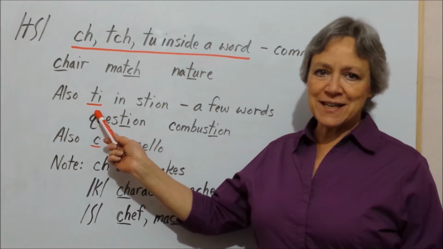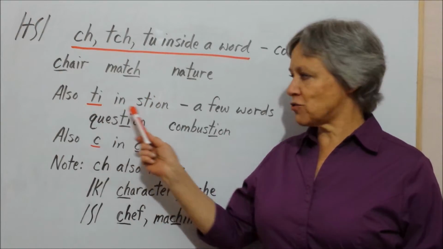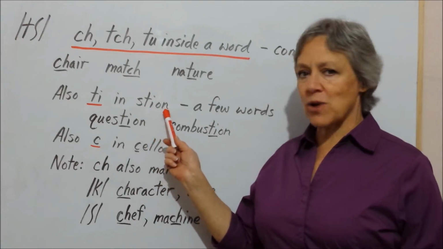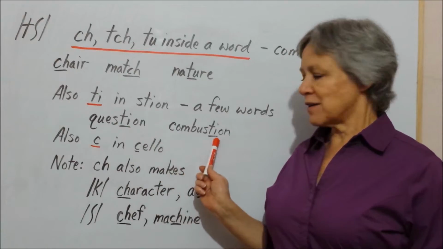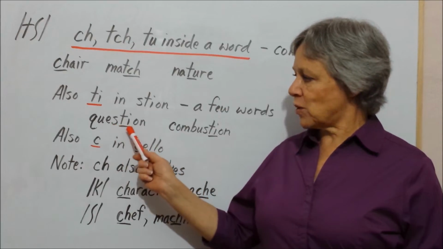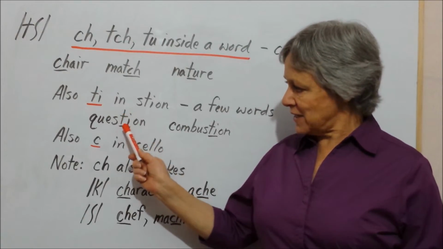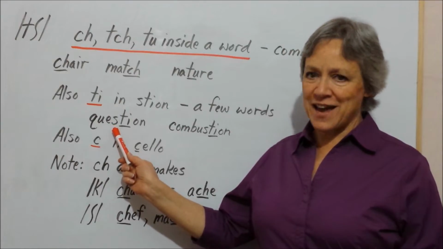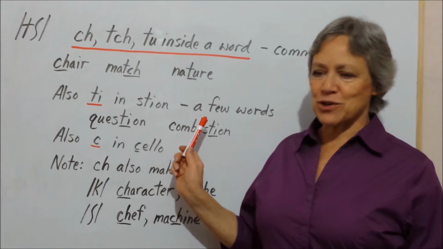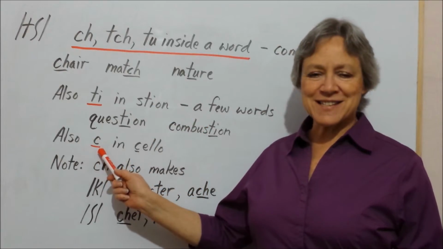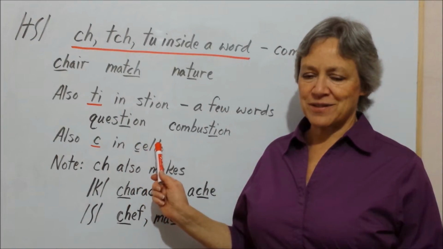We can have the letters TI in a few words when TI is part of the string of letters STION, as in the word question and combustion. So question, we get the ch sound, and the TI is preceded by the S and followed by ON, just like here. Okay? So that happens in a few words. Also, the C in the word cello makes the ch sound.